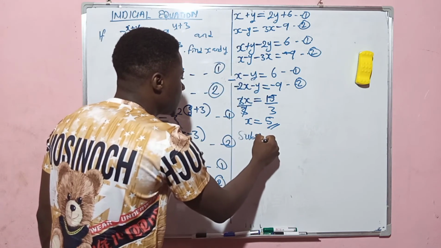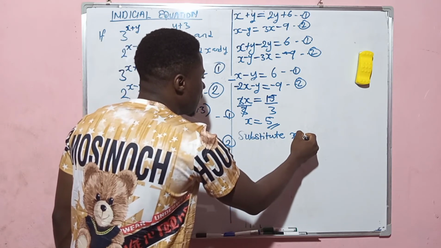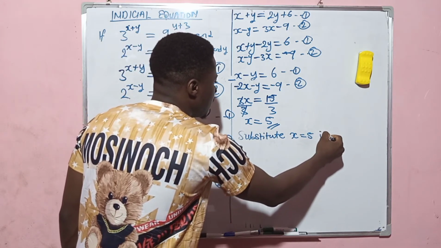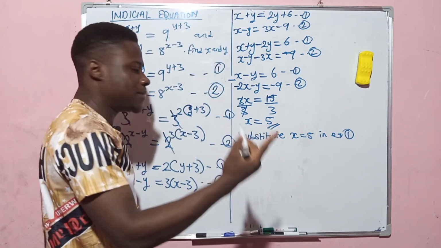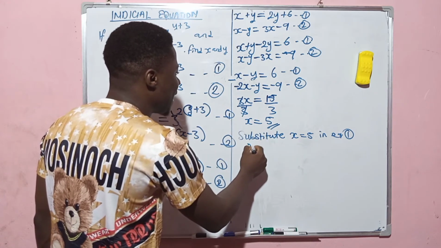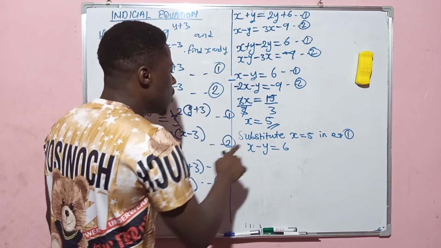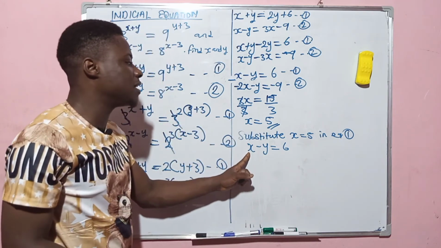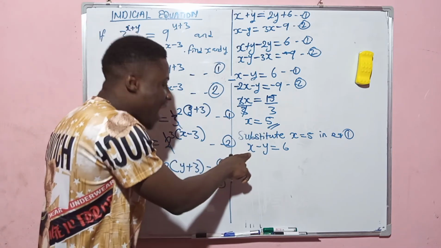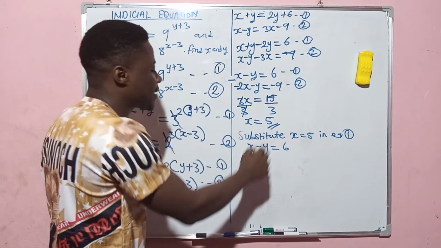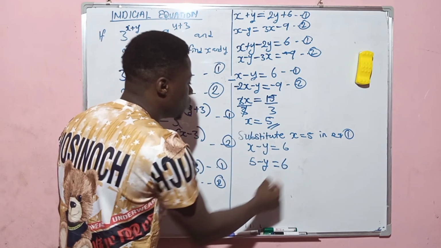Substitute x equals 5 in equation 1. And what is my equation 1? I'm having my equation 1 as x minus y equals 6. Equation 1. Whenever I see x in equation 1, I will remove it since I've already gotten the value of what? Of x. When I do that, I will have that. I've seen x, as you can see here. Remove x and attach what? 5. I have 5 minus y equals 6.